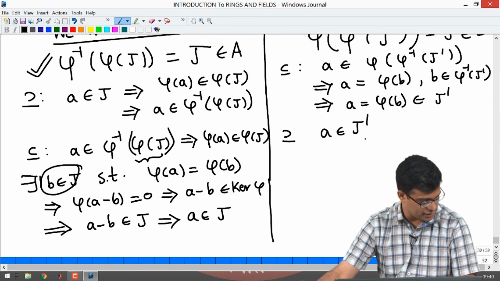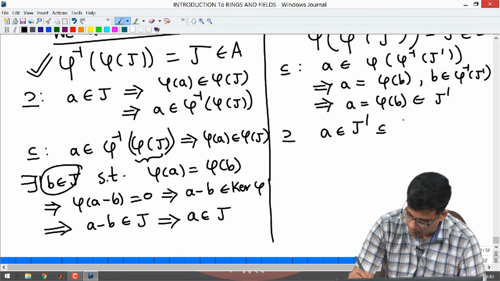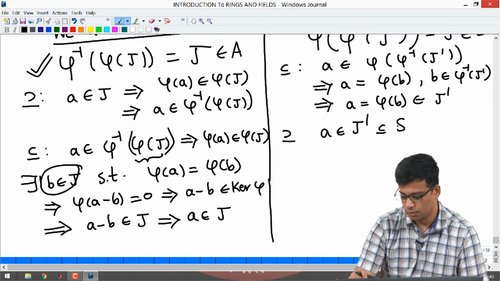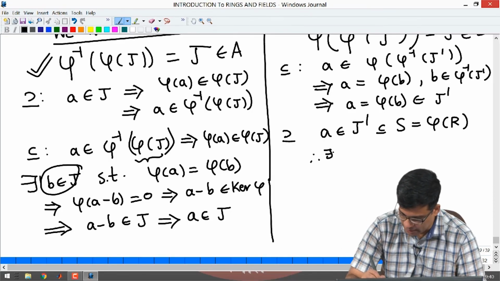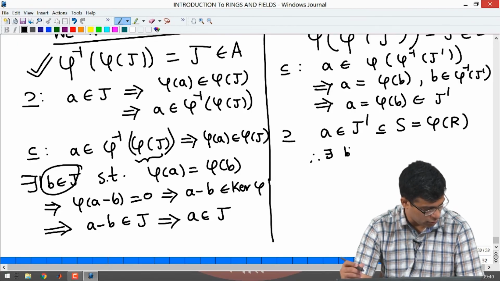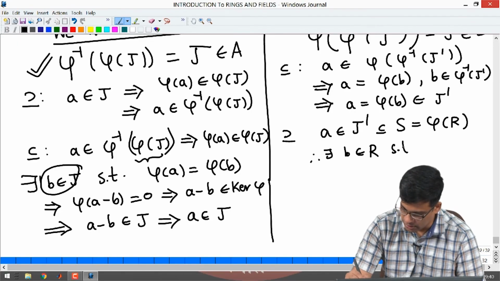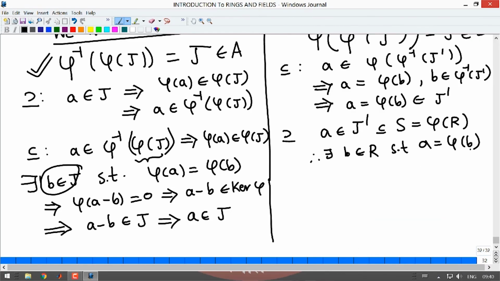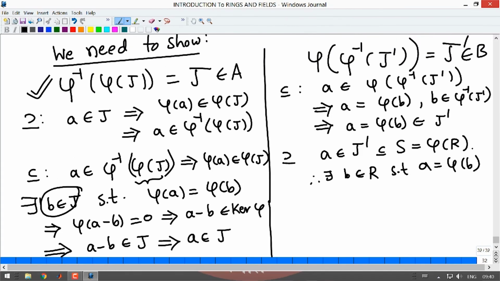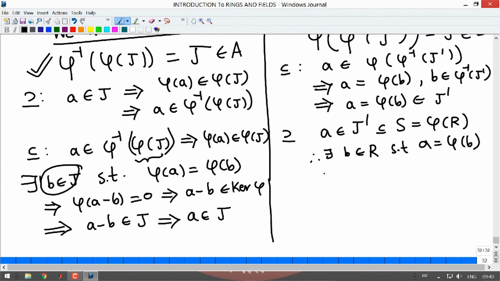Okay. So, A is in J prime, that means remember J prime is in S and S is the image of R. So, there exists B in R such that A equals phi of B, right. By definition, A is in the image means A is equal to phi of some element. So, B is in phi inverse of J prime, right, because phi of B is in J prime, B is in phi inverse of J prime.